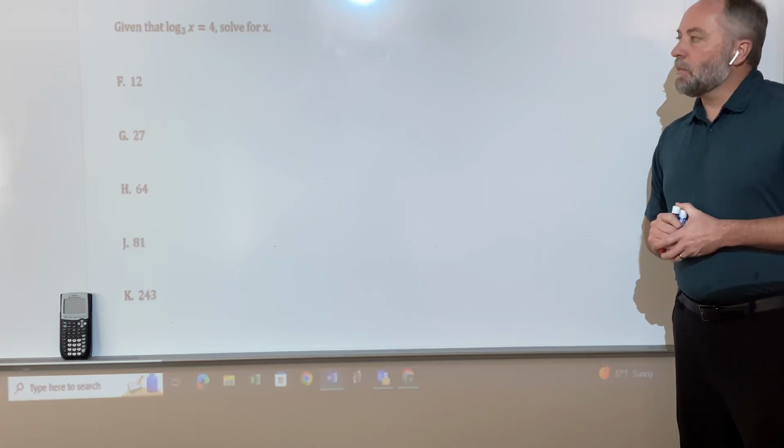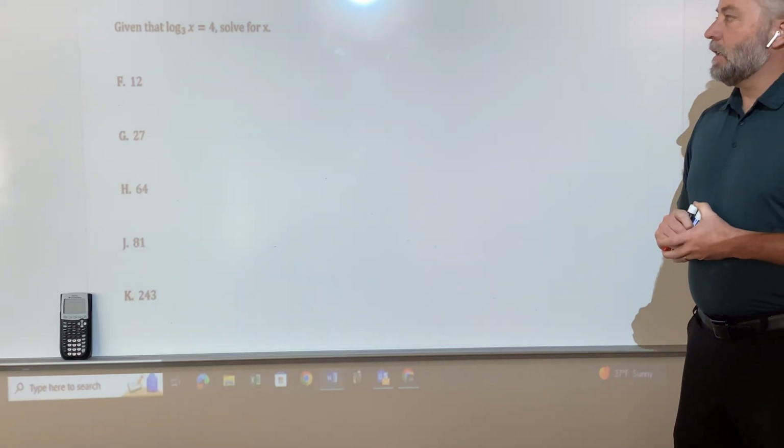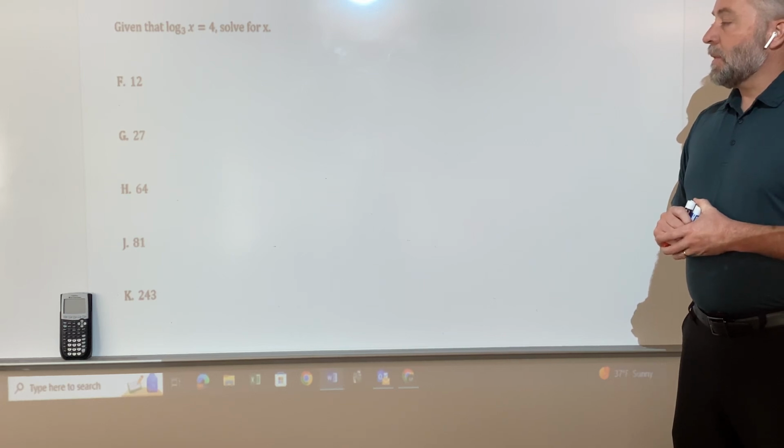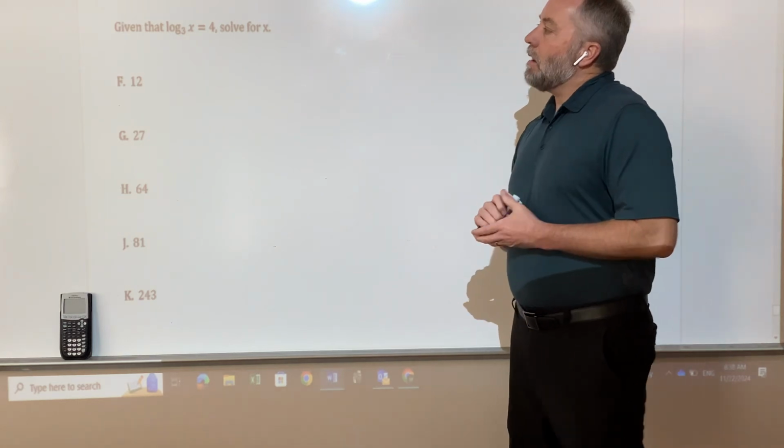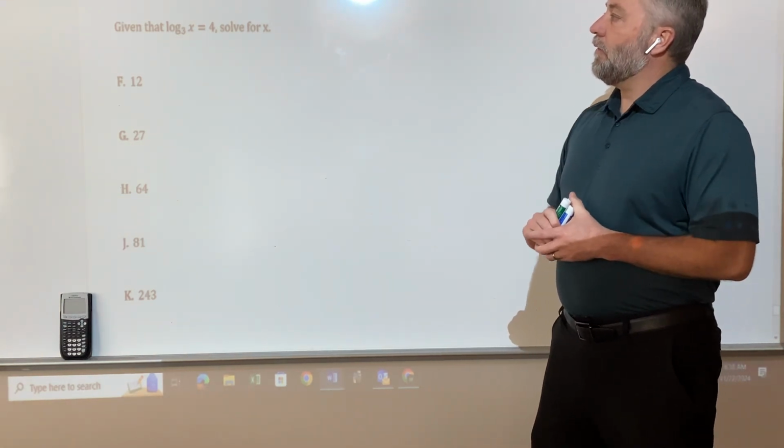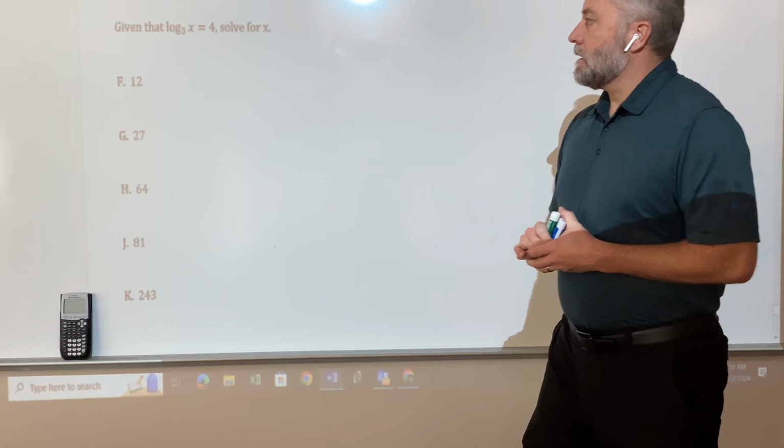This question is a logarithms question and really highlights the main logarithmic property that I think we want to know for the ACT. It says, given that log base 3 of x is equal to 4, solve for x.